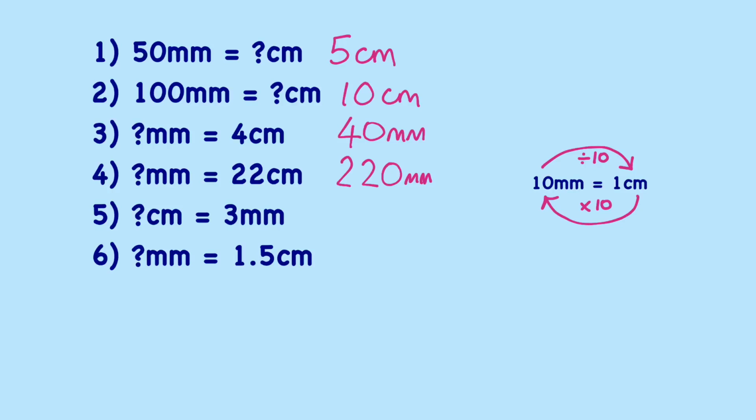Question 5, how many centimetres is equal to 3 millimetres? Well, again, let's look at the diagram. I've got millimetres and I want to end up with centimetres, so I'm going to divide by 10 this time. So I'm going to do 3 divided by 10, which is going to give me 0.3 centimetres. And the last question, how many millimetres is the same as 1.5 centimetres? This one's a little trickier because I've got a decimal here. So I've got 1.5 and I need to times by 10. So that's going to give me the answer 15 millimetres.